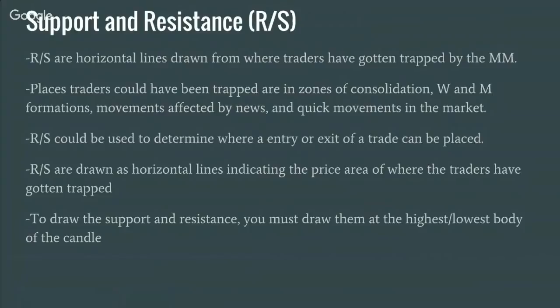All right, so as I said before, resistance and support are drawn as horizontal lines indicating the price area of where the traders got trapped. To draw the support and resistance, you must draw them at the highest or lowest body of the candle. And I'm going to show you guys right now what I mean by that. Okay, but it has to be on the body. You can't draw the lines on the wicks. It has to be on the body.